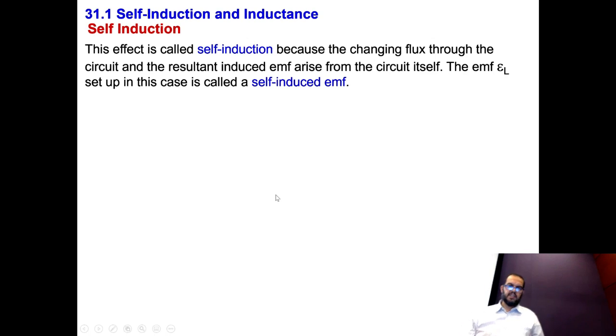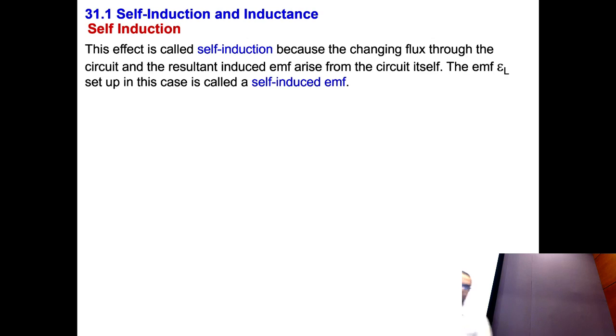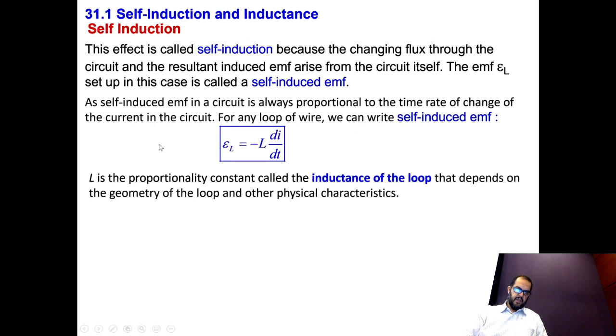This effect is called self-induction because the changing flux through the circuit and the resultant induced EMF arise from the circuit itself. So here we don't have external magnetic fields, we don't have magnets, we just have a circuit. But just by throwing the switch to close the switch, the current is increasing. When you close the switch, the magnetic field is changing, so there is an induced magnetic field that will induce an EMF in the opposite direction. So this is often referred to as self-induced EMF because everything is happening from the circuit. There is no external magnetic field or things happening.